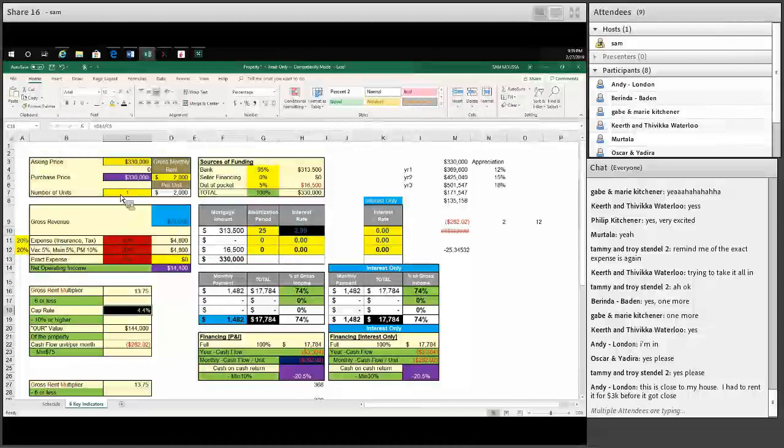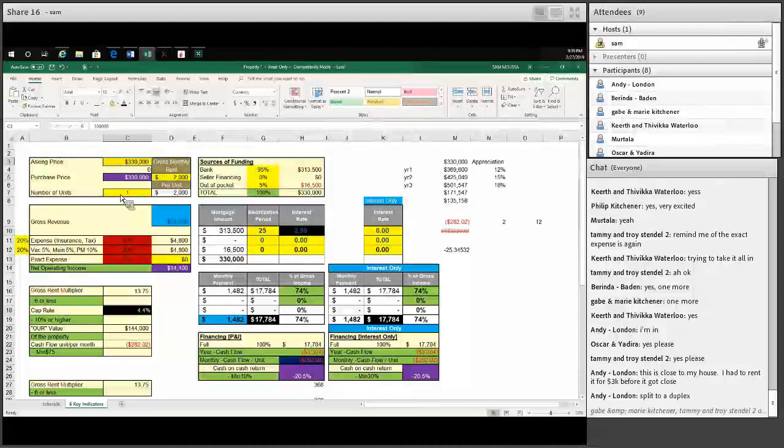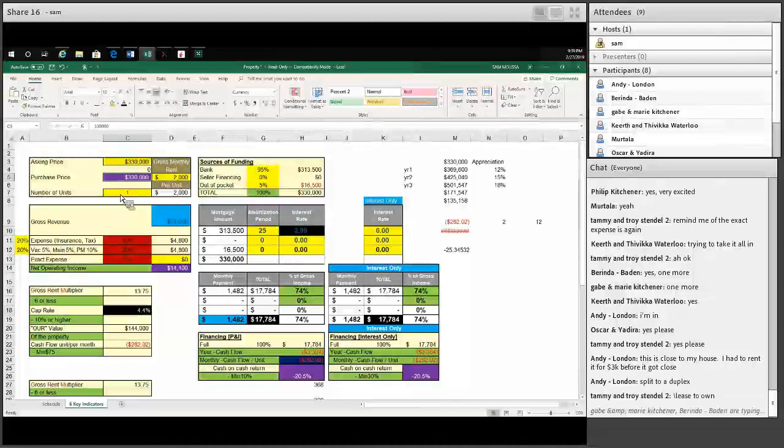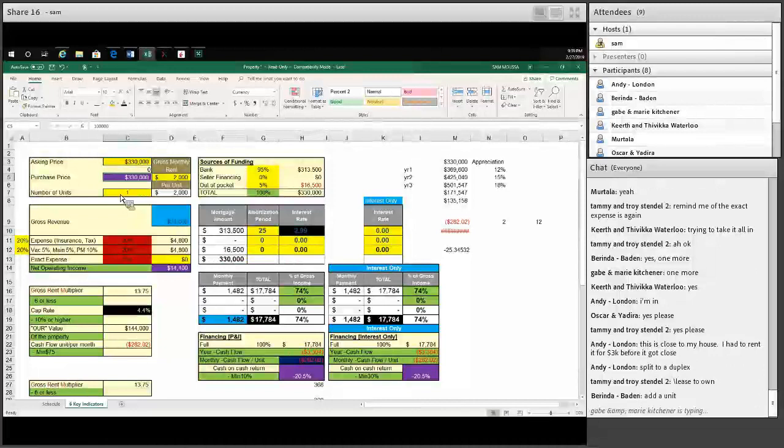But how low would we have to go in price to make this work? Let's see. What if I went to $250,000? Would that work? Even at $250,000, this property doesn't work. What's the likelihood I'm going to get an $80,000 discount on this property? Not very likely. So I'd have to look at a different scenario.